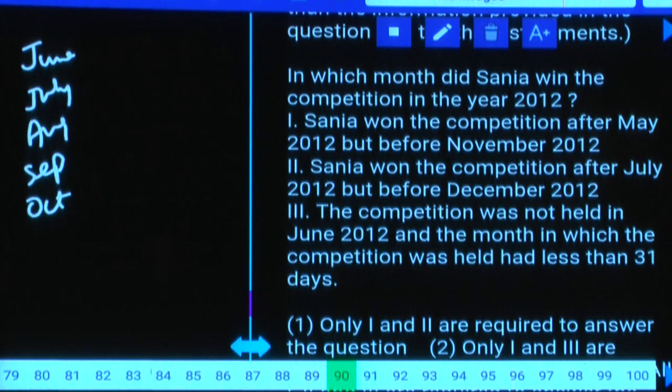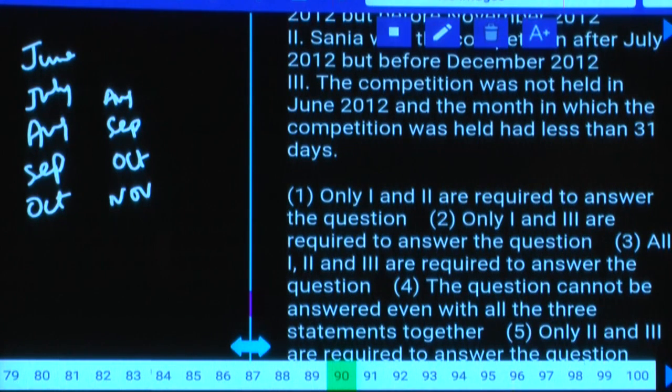And condition number 2, Sania won the competition after July, but before December. After July, before December, it could be either August, September, October and November. Hence, by combining these two, 1 and 2, tell me what are the months which are common here? August, September and October. Hence 3 months are common, hence 1 and 2 is not sufficient. Then coming to 1 and 3. Now in this 1 and 3, this is 1, and what is 3 here? Competition was not held in June 2012.